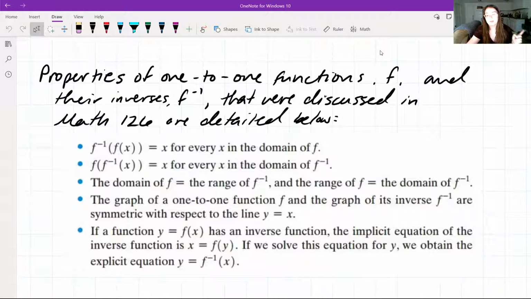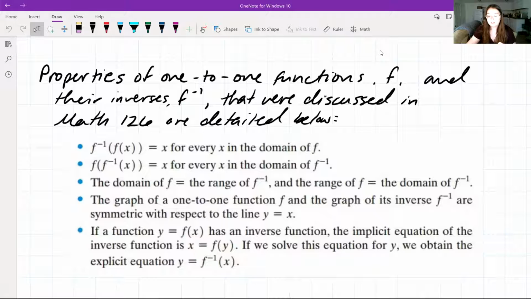Then if you take f of f inverse of x, this is still going to be equal to x, but now for every x in the domain of f inverse. So we see those are the main differences there. The domain of f is equal to the range of f inverse, and the range of f is equal to the domain of f inverse. So we see they're just flip-flopped in that sense.